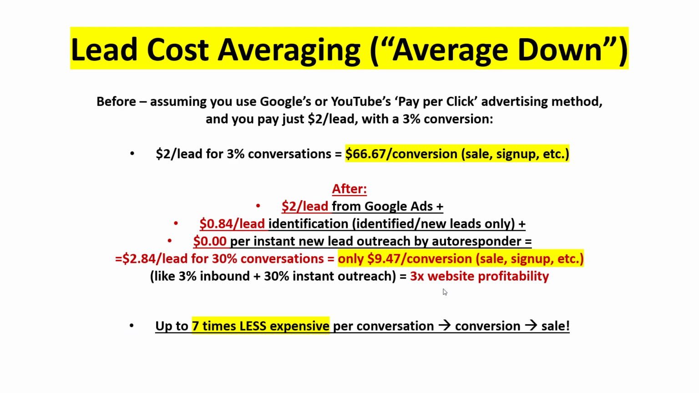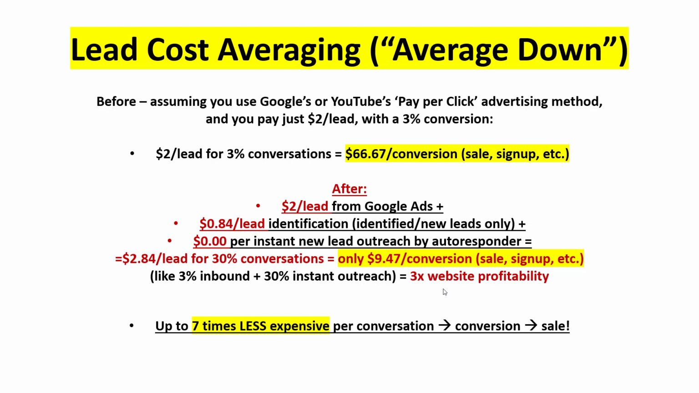So let's talk about lead cost averaging, because you're going to average down. Before, assuming you use Google's or YouTube's pay-per-click advertising method and you pay just $2 a lead with a 3% conversion, $2 a lead for 3% conversations, let's say, is $66 per conversion or conversation for each sale, each sign up, etc. Well, that's what we're already used to before.